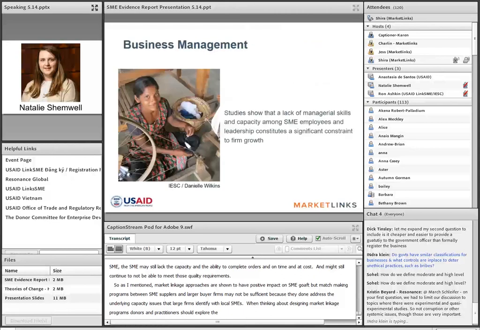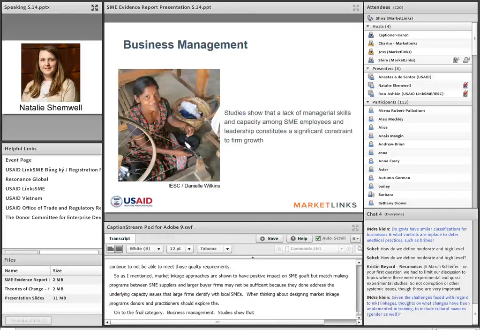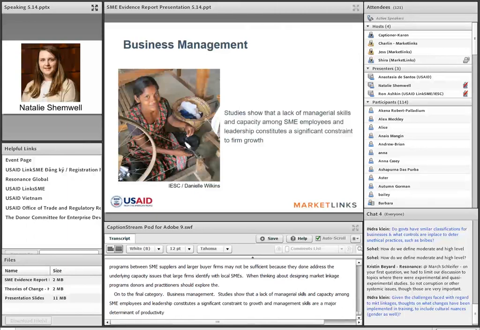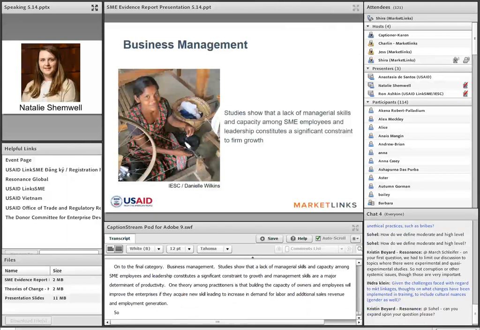So on to the final category, which is business management. Studies show that a lack of managerial skills and capacity among SME employees and leadership constitutes a significant constraint to firm growth, and that management skills are a major determinant of productivity. So one common theory among development practitioners is that building the capacity of SME owners and employees will improve the performance of their enterprises if they acquire new skills, leading to an increase in demand for labor and additional sales revenue and employment generation.